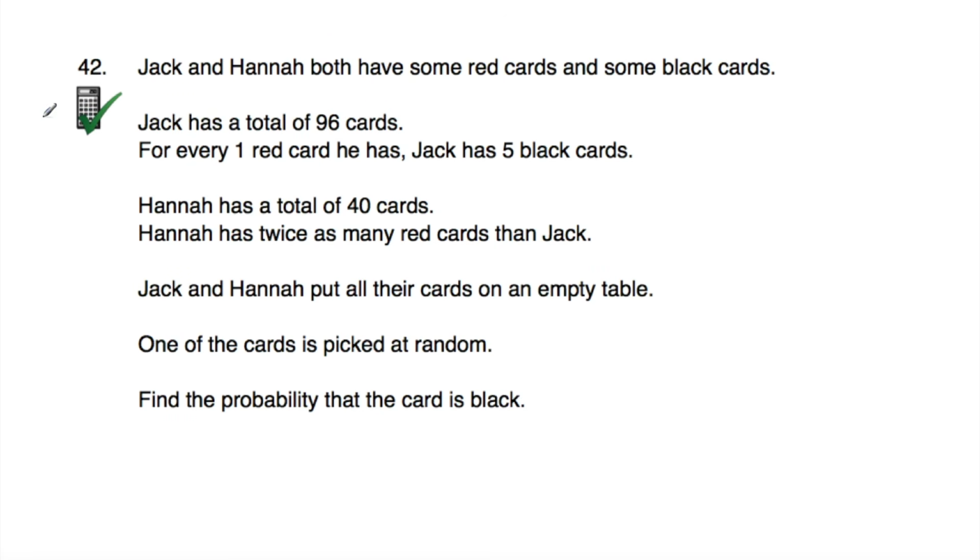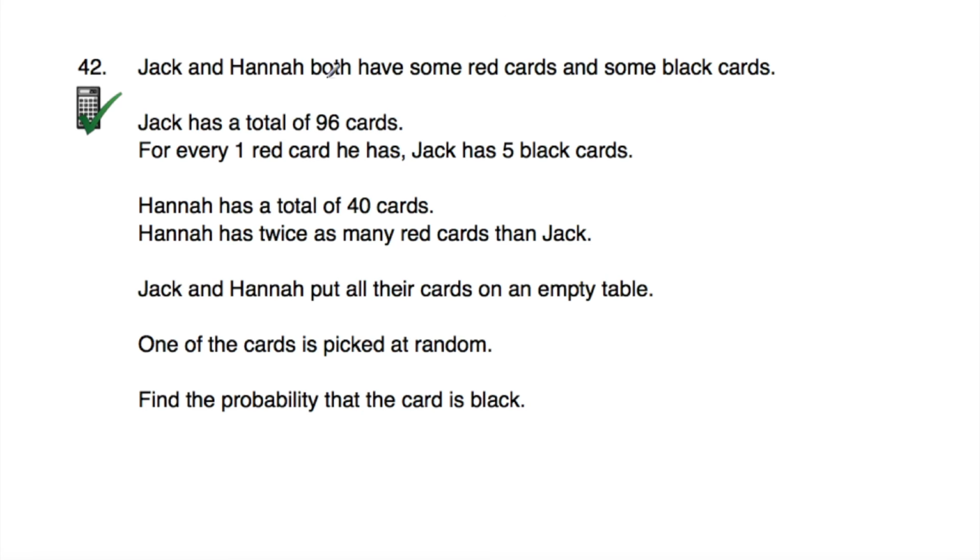Okay, let's have a look at our next question, question number 42. So question number 42 says, Jack and Hannah both have some red cards and some black cards. So they've both got some red cards and some black cards. Jack has a total of 96 cards. So he's got 96 cards altogether. And for every 1 red card that he has, Jack has got 5 black cards. So for every 1 red card, he's got 5 black cards.